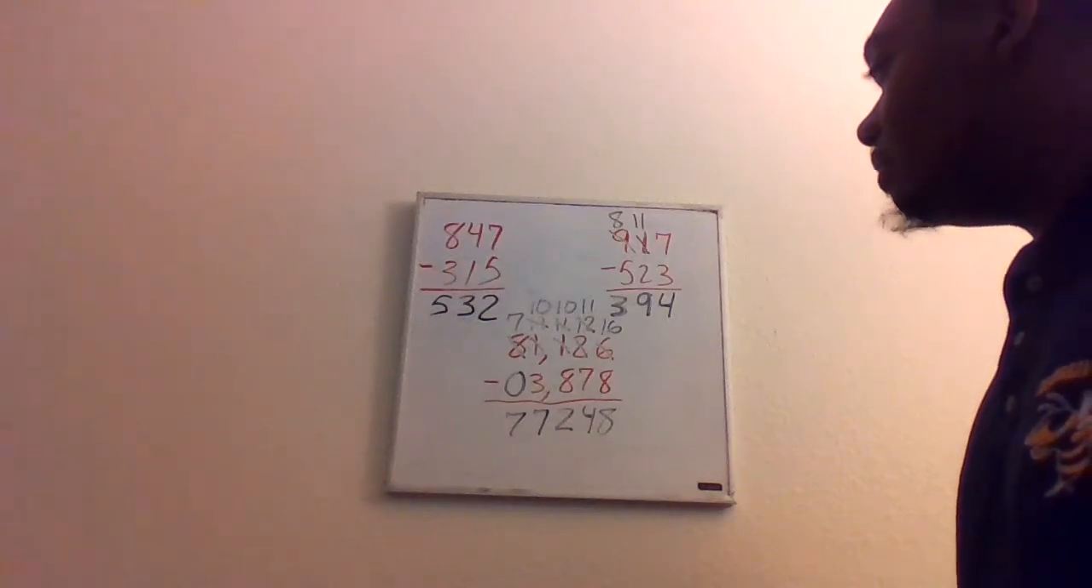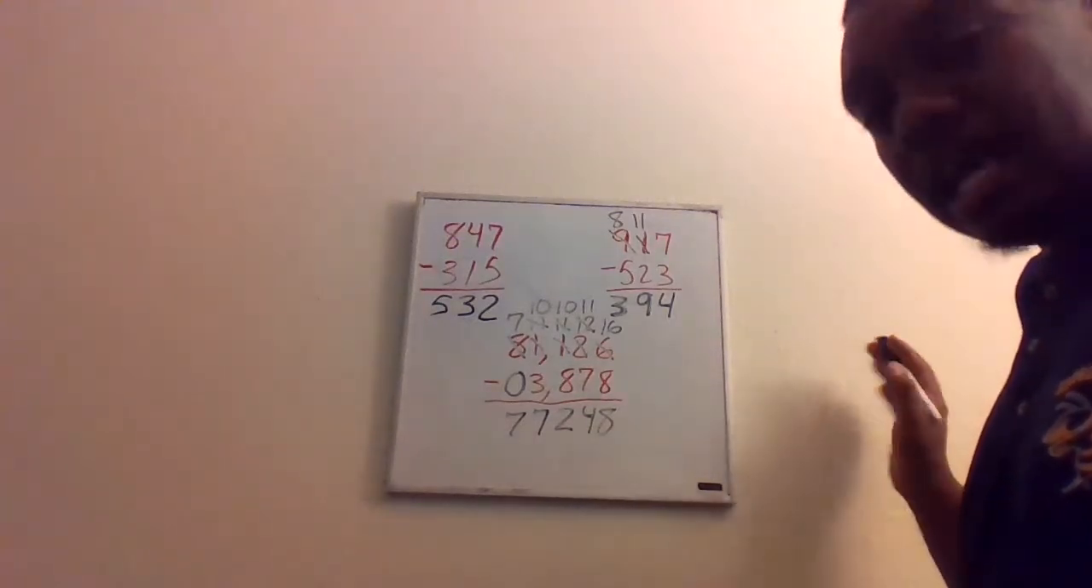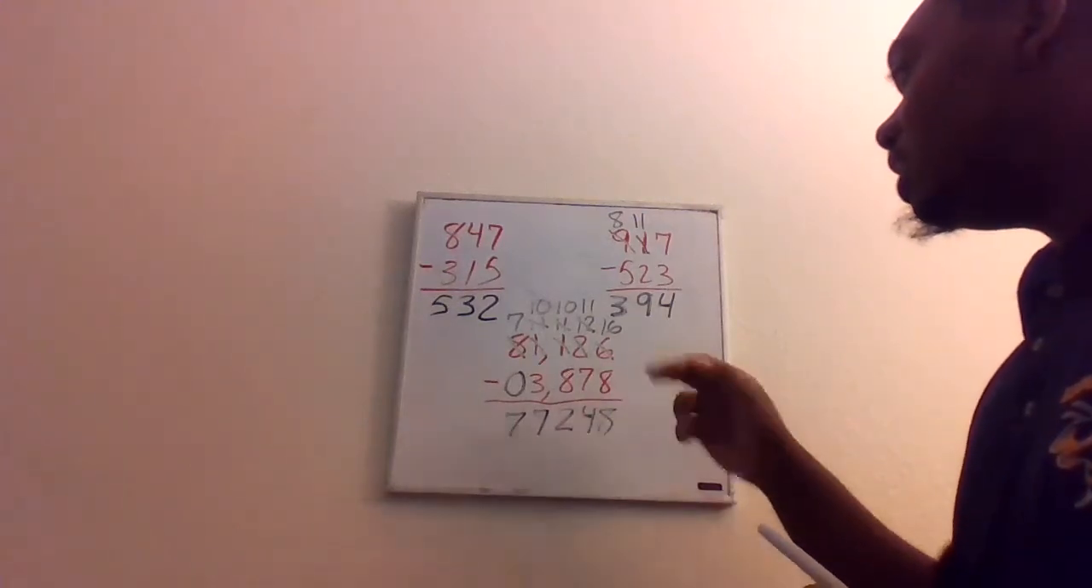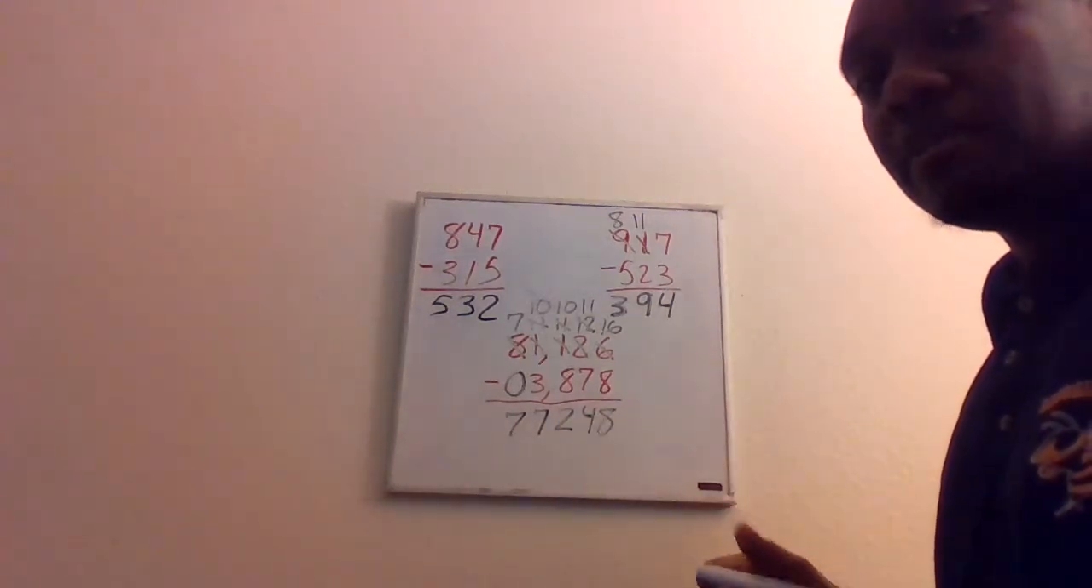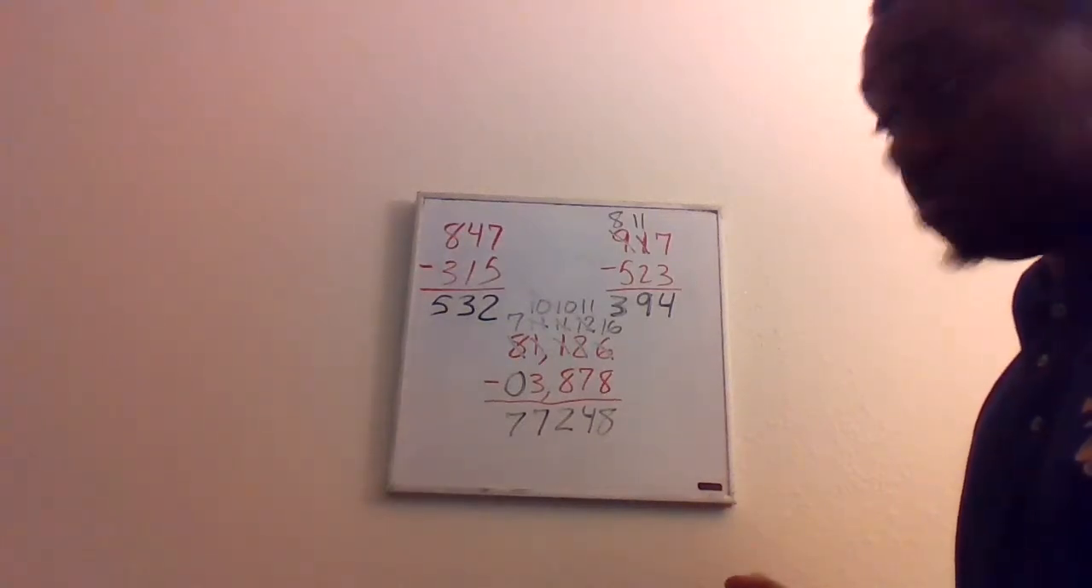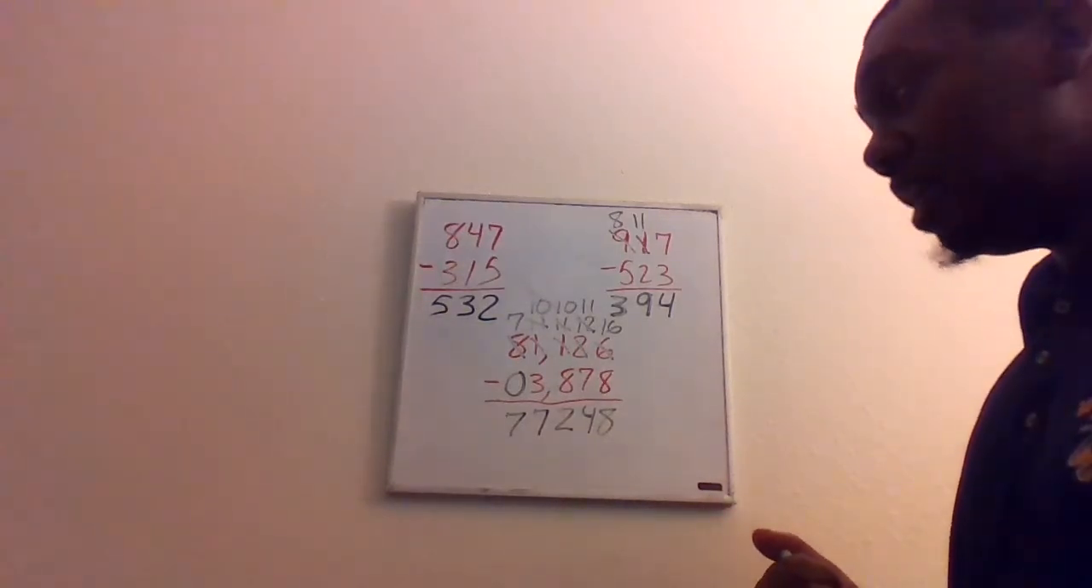Now, what if we were to try to estimate this problem? Well, we could say that's like around 81,000, and this is around 4,000. So 81,000 minus 4,000 will give us 77,000. Okay, that's a pretty good estimate. That's pretty close to what we got.